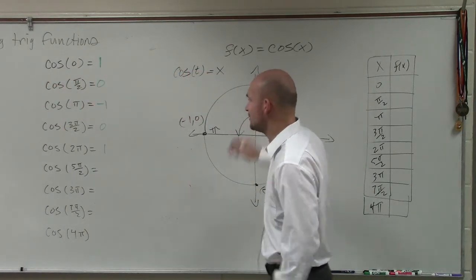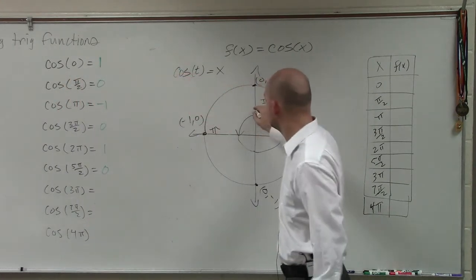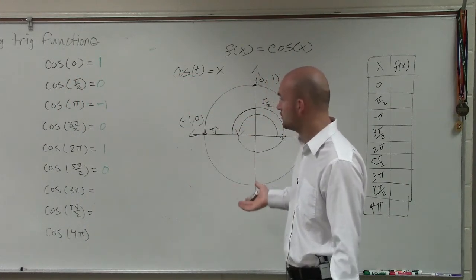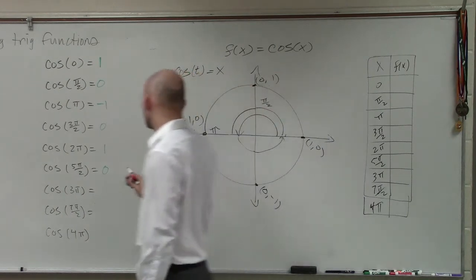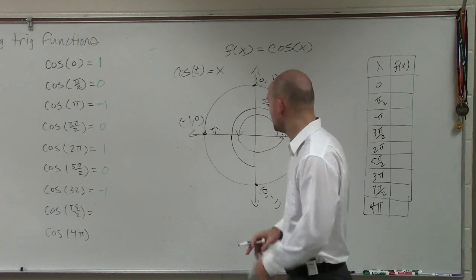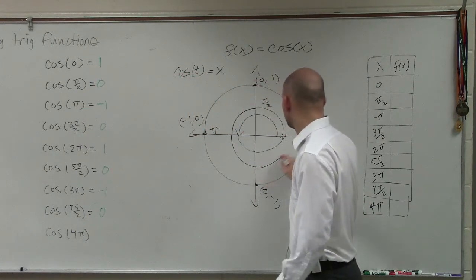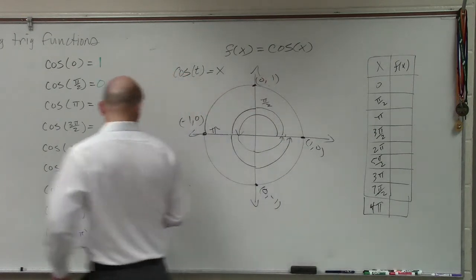This would be 5 pi over 2, which is 0. Then we go back to 6 pi over 2, or 3 pi, which again goes back to -1. Then we go to 7 pi over 2, which again is 0. And then we come back again to 4 pi. Now, I stop at 4 pi.